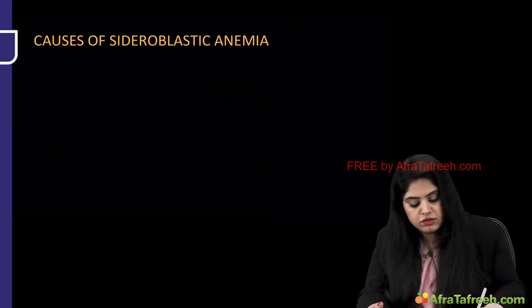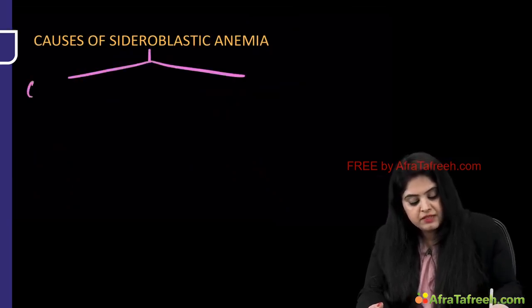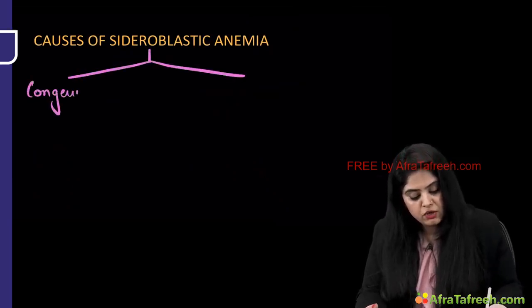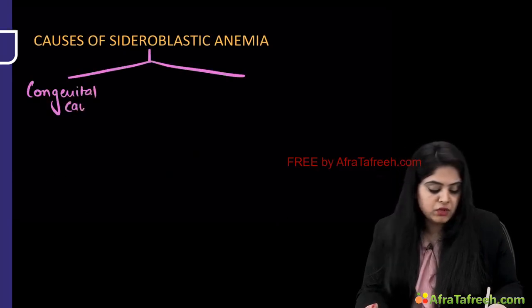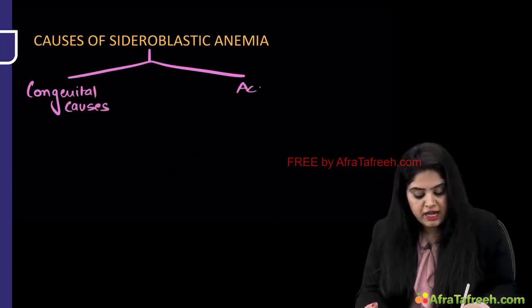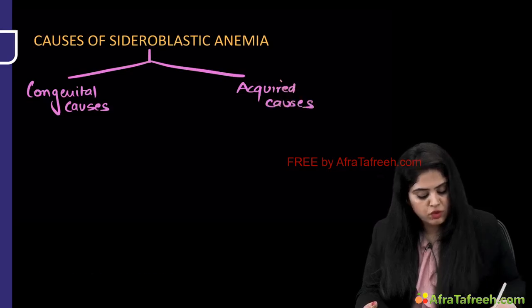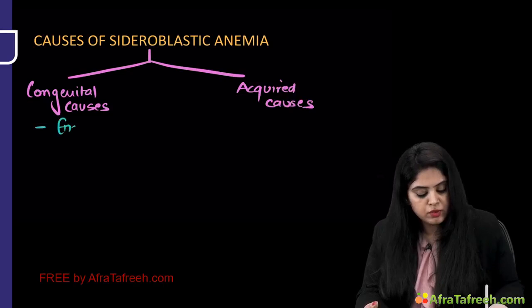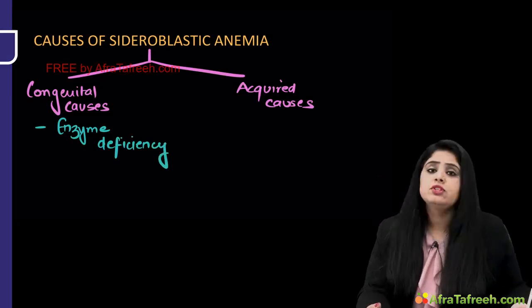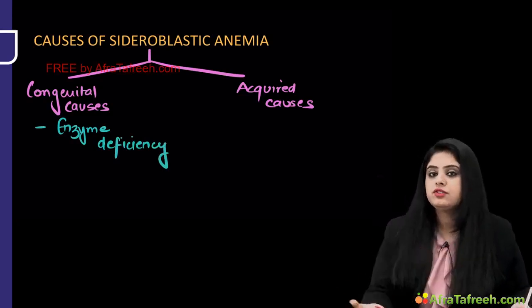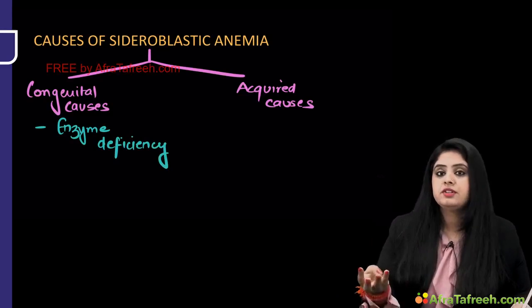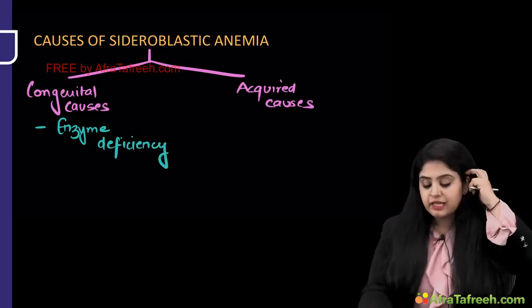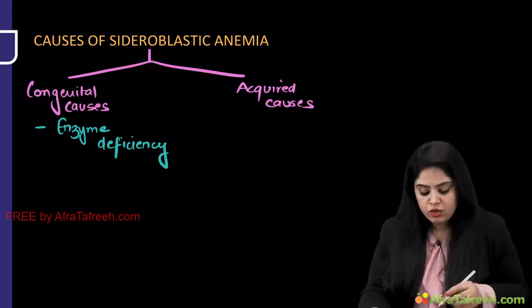What are the causes of sideroblastic anemia? Either we can have congenital causes or acquired causes. Congenital causes are to do with enzyme deficiency. Which enzyme deficiency? All the enzymes that I just spoke about: ALA synthase, ALA dehydratase, ferrochelatase. All of those enzyme deficiencies are congenital causes.